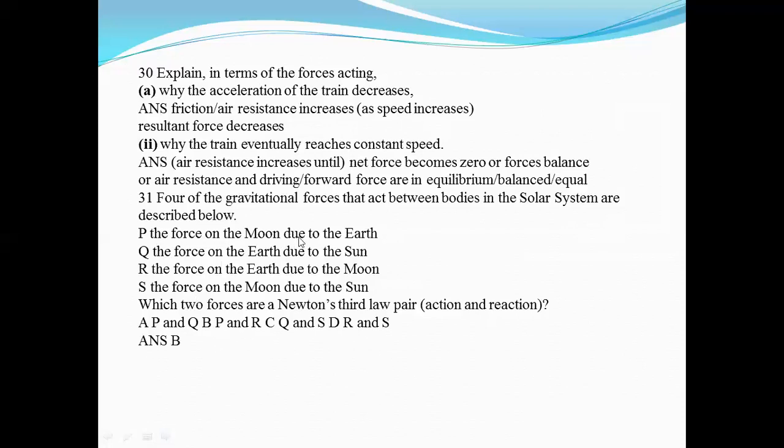P is the force on the moon due to the earth. Then its opposite will be what? R, the force on the earth due to the moon. So moon and earth have equal and opposite forces. Options Q and S are incorrect. Q is showing the force between earth and sun and S is showing the force between moon and sun. The objects should be the same. In option P, the objects are moon and earth. In option R, the objects are again moon and earth. So the objects should be the same. Correct answer is B. Next question.